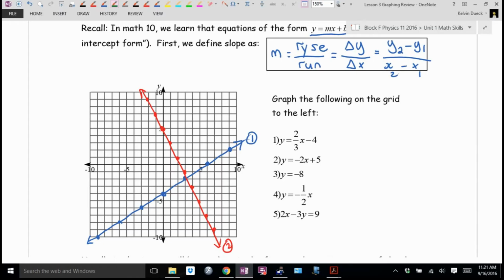The third one. How do I know that it's a line? No weird stuff. Is the y, now I know it looks weird, relax, is the y by itself? Yes. Is it in slope-intercept form then? Yes. What's the y-intercept here? 0.